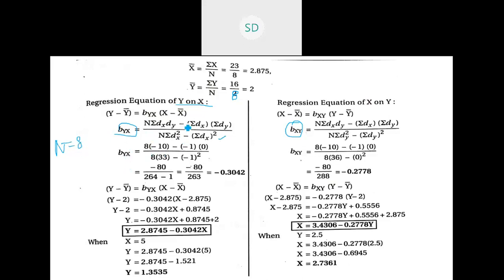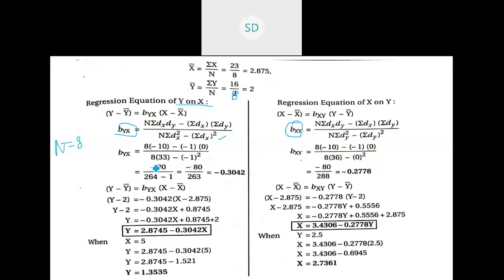So 8 into summation dx dy, which is minus 10, then minus summation dx, which is minus 1, into summation dy, which is 0, whole divided by 8 into 33 minus of minus 1 square. So here 8 into minus 10 is minus 80, minus 1 into 0 is 0. So minus 80 will remain in the numerator.